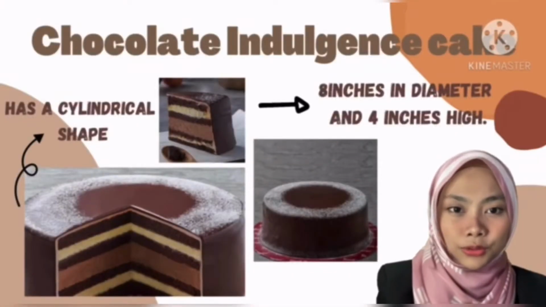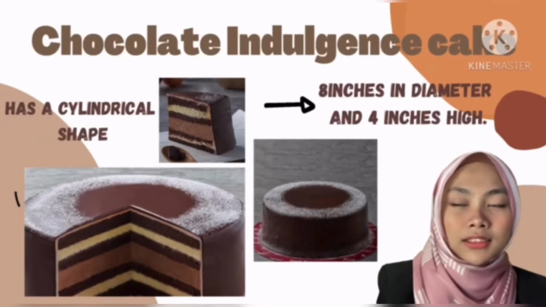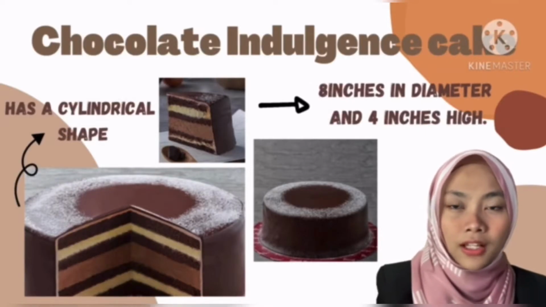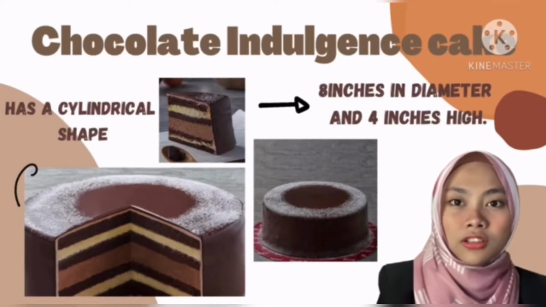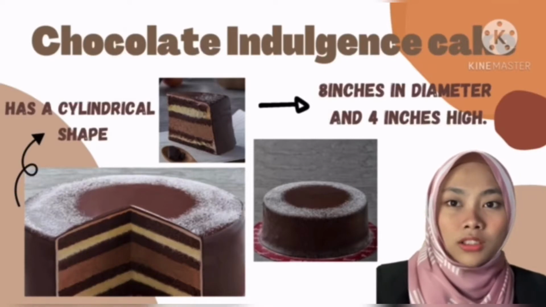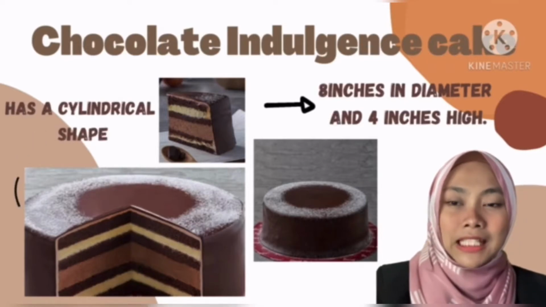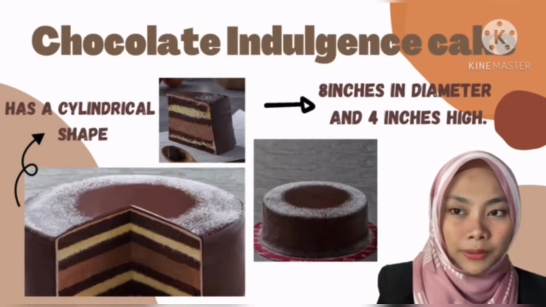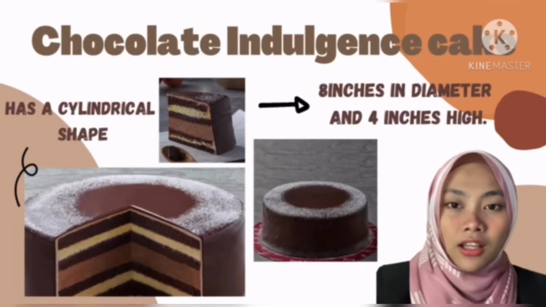Case 2. As we all know, cakes have different sizes according to their respective needs. So, for this case, we choose the chocolate indulgence cake. This cake is one of the famous cakes of Secret Recipe. It has a cylindrical shape and it has 8 inches in diameter and 4 inches for the height of the cake.